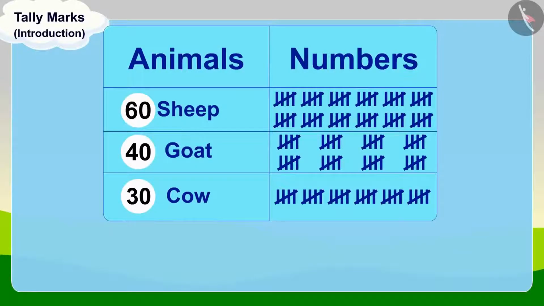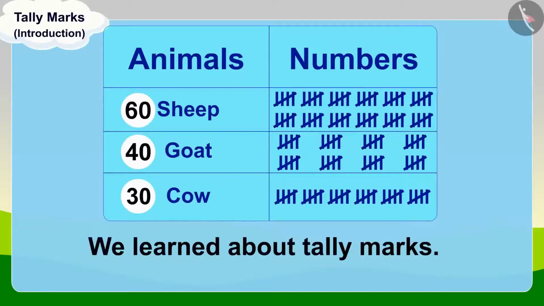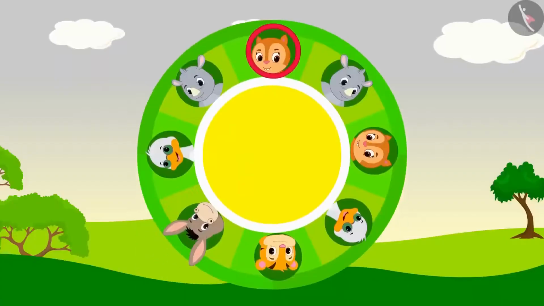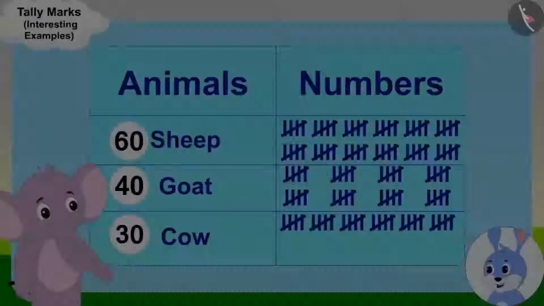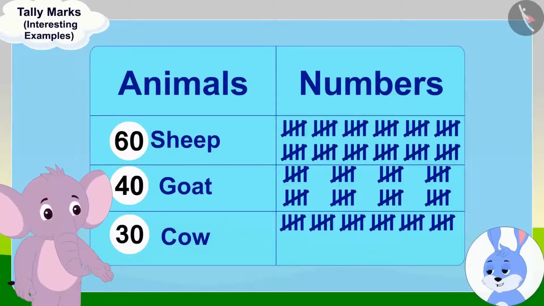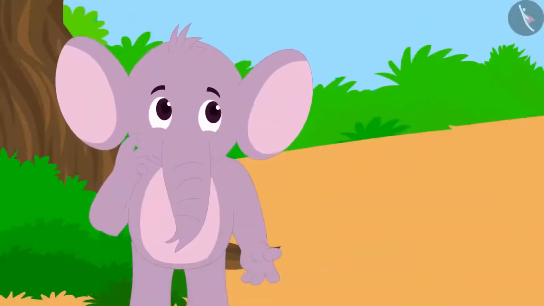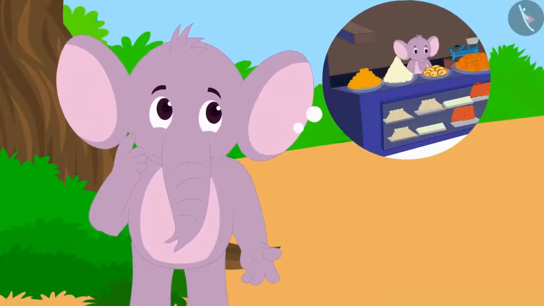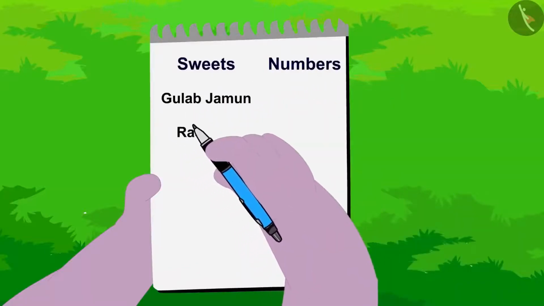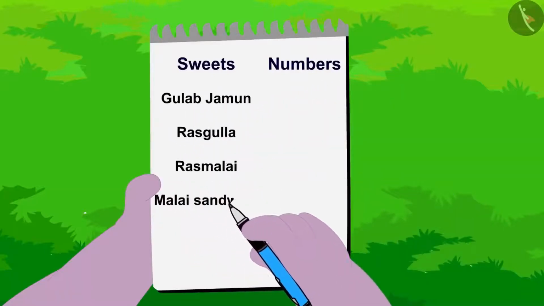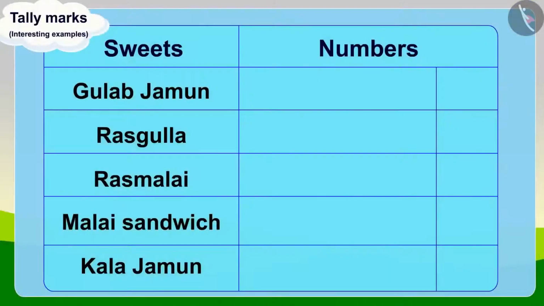In this video, we learned about tally marks. In this video, we will learn more about it through some interesting examples. Appu is very excited to have learnt about tally marks from Bunny. He thought, why doesn't he use tally marks to know more about the sale of sweets in his shop? He immediately put the names of all the sweets sold in his shop in such a table.